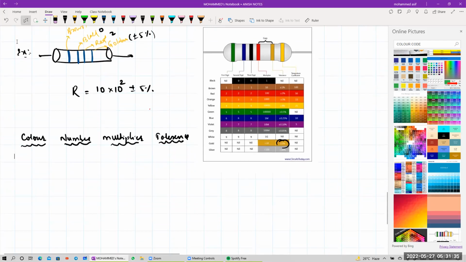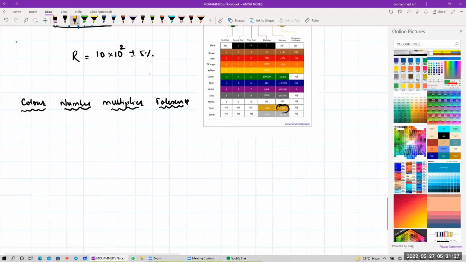Yes sir. Isn't it? Like say for example, first color if I am taking, what is the first color beta? Black. Next color is brown. Next one is red, orange, yellow, green, blue, violet, gray, white, gold, silver.